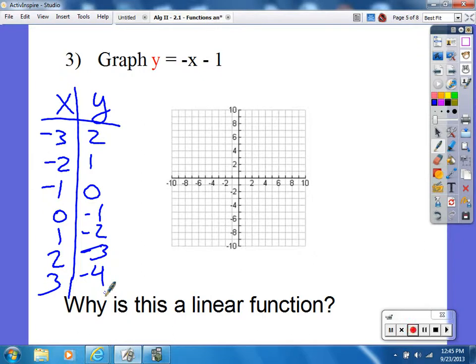But now I'd like you to go ahead and graph those points on a coordinate plane. Graph those points on a coordinate plane. Negative 3, 2, negative 2, 1. And just keep going down the line here. I'll connect those.